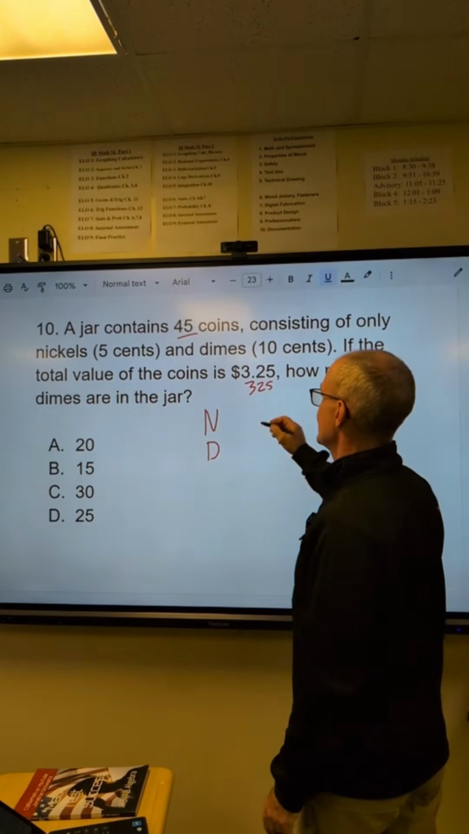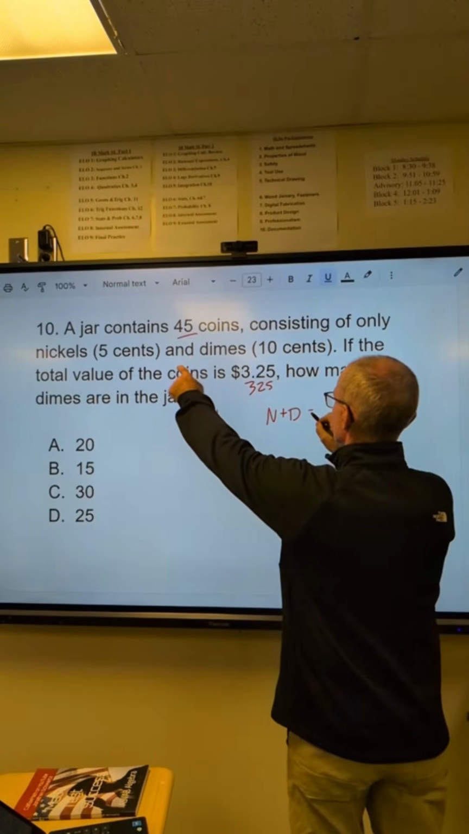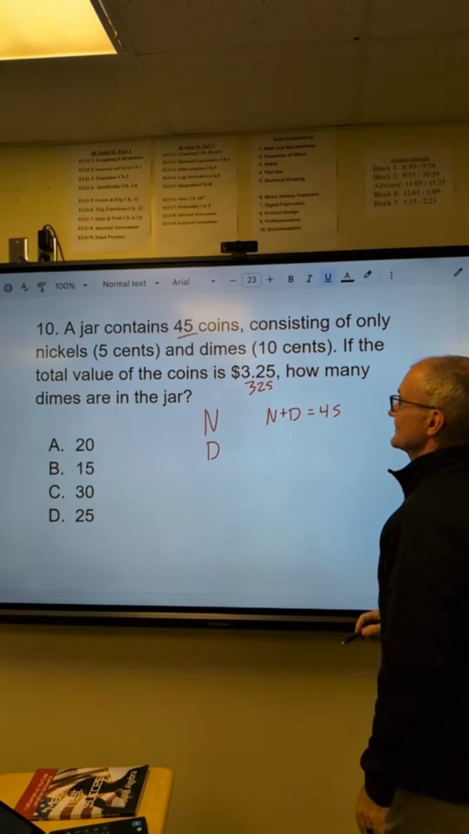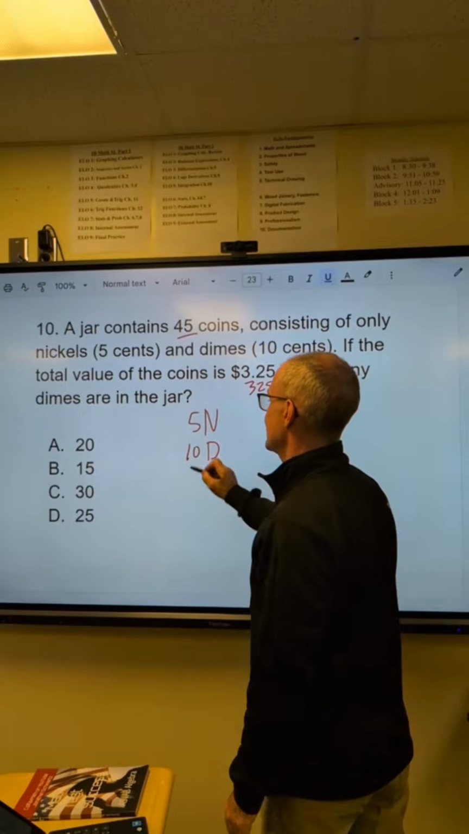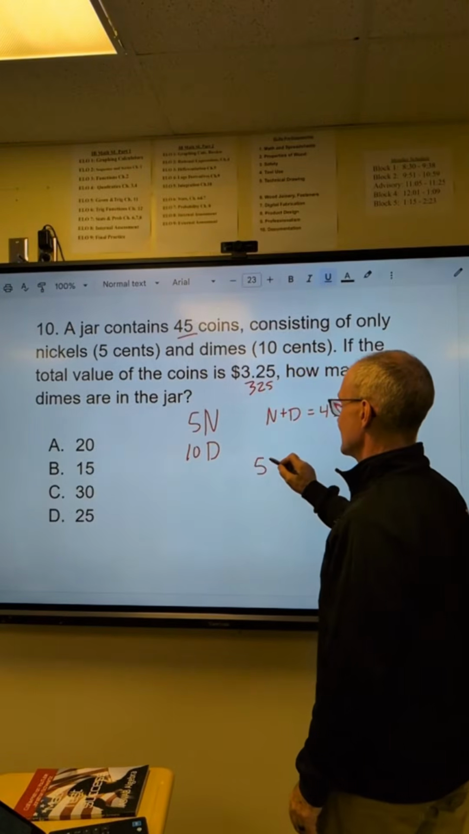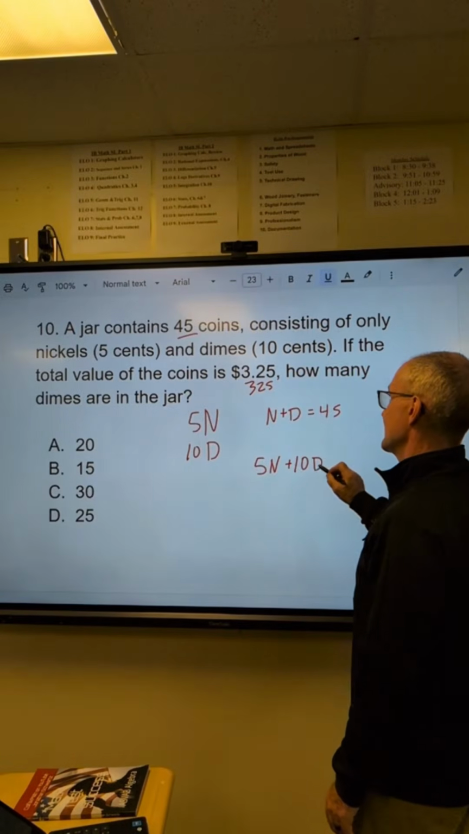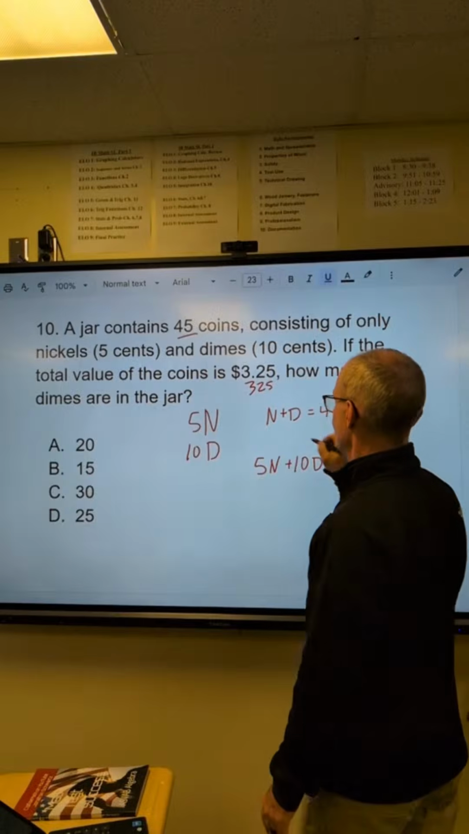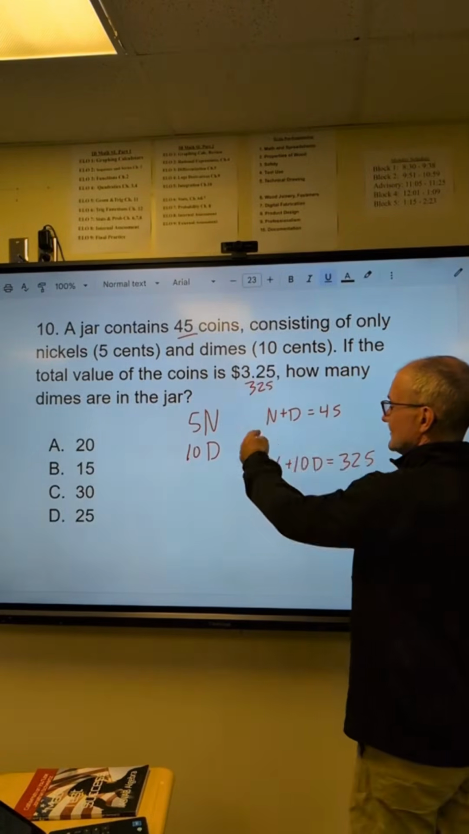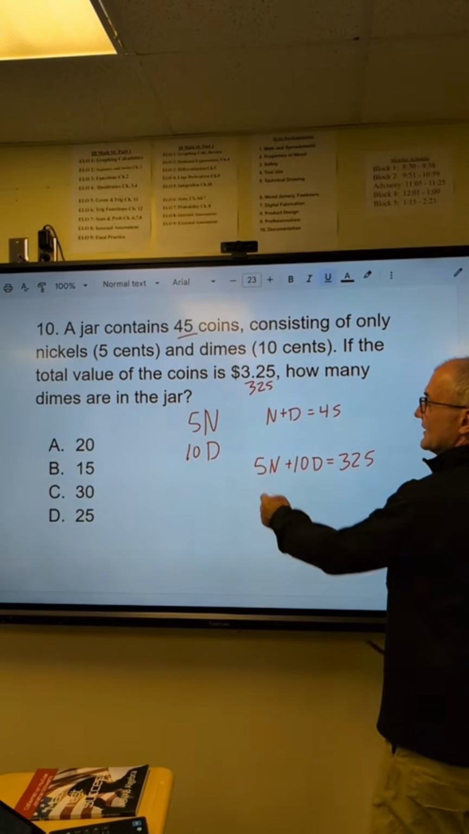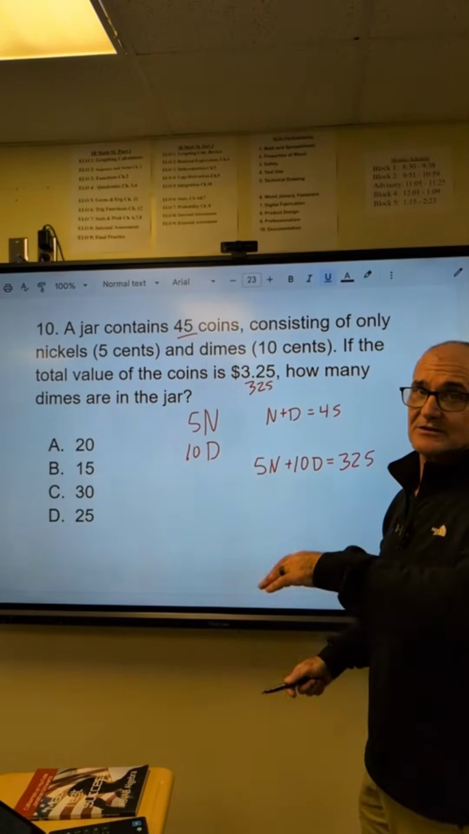Well, I know the total number of nickels and dimes together is equal to 45. Then I know that a nickel is 5 cents, a dime is 10 cents. So 5 times the number of nickels plus 10 times the number of dimes is equal to 325 cents. The reason why I turn that to 325 is I'm not doing 0.05 of a dollar here, I'm doing cents. This is cents, so this should be cents. Hopefully that makes sense.